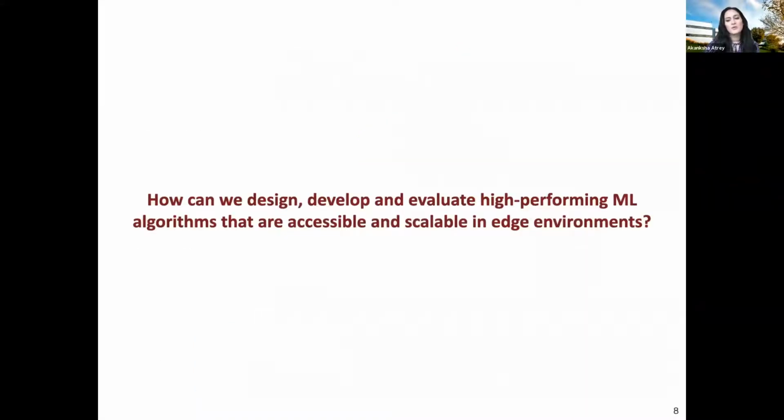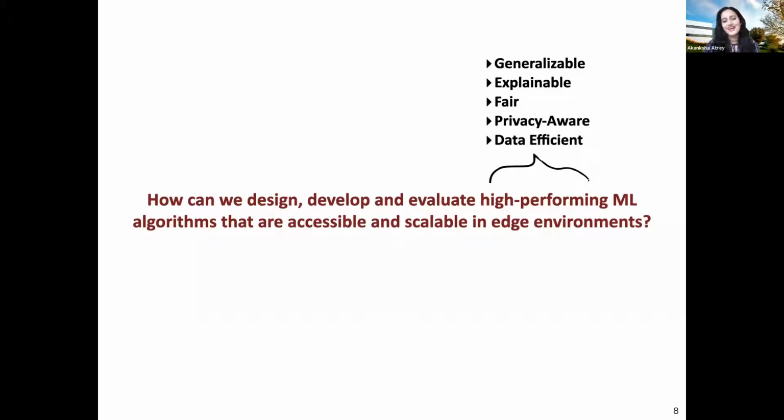So this raises an important question. How can we design, develop, and evaluate high-performing machine learning algorithms that are accessible and scalable in edge environments? Now, what do I mean by high-performing? I mean a lot of things: it should be generalizable, explainable, fair, privacy-aware, data efficient. I'm sure you get the point. A lot of the good things, basically moving machine learning beyond predictive accuracy. And we're also looking at doing this in resource-constrained environments, like maybe on the edge, closer to the device itself. So the goal is to move towards low resource ML.